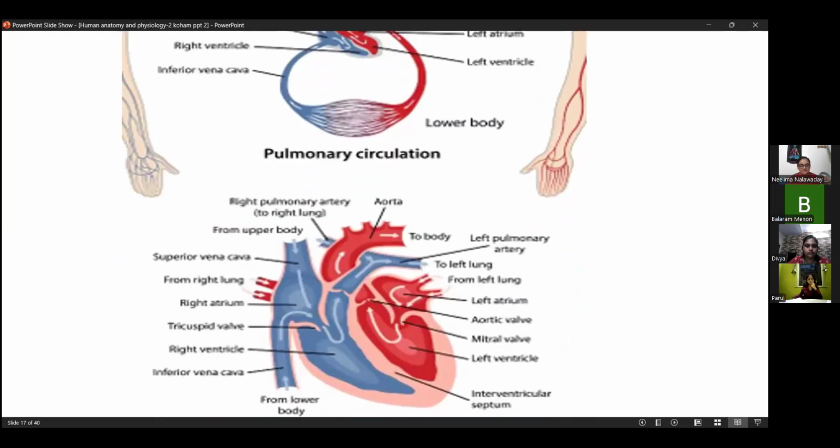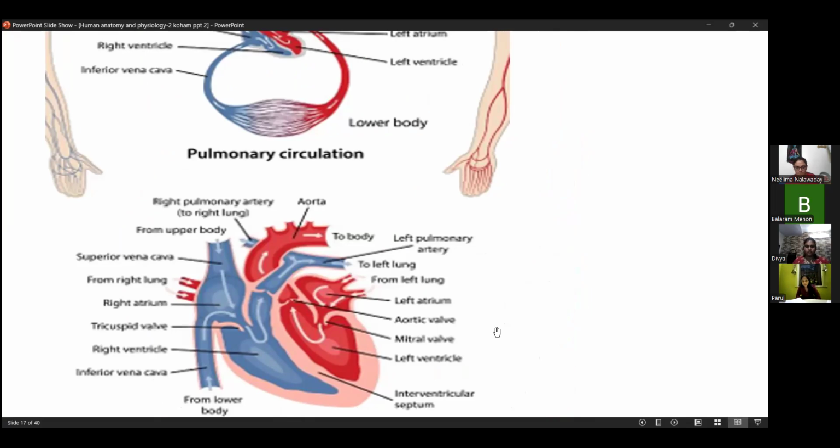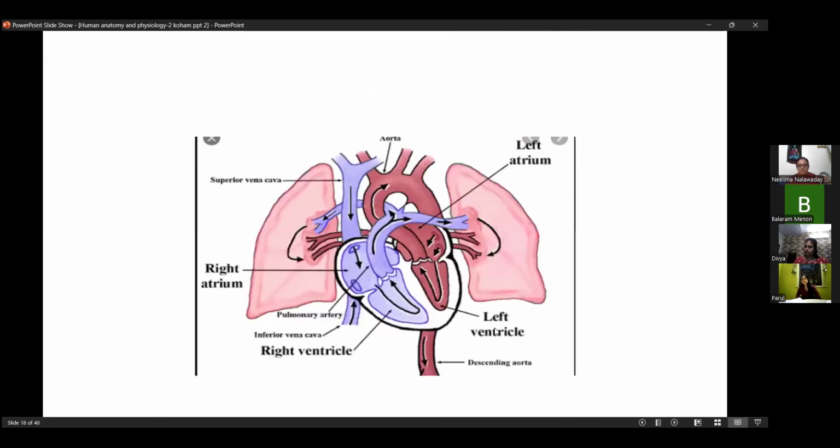So again, one more diagram. You can see more clearly how it is happening: blue colored is deoxygenated blood, and red colored is oxygenated blood, from heart to lungs, lungs to heart. One more diagram.